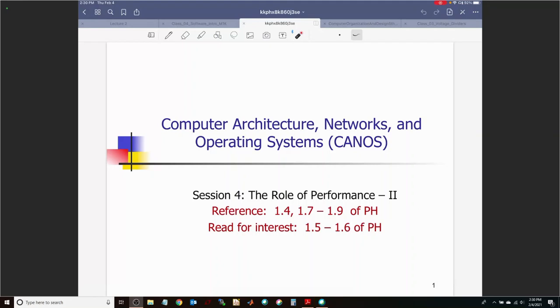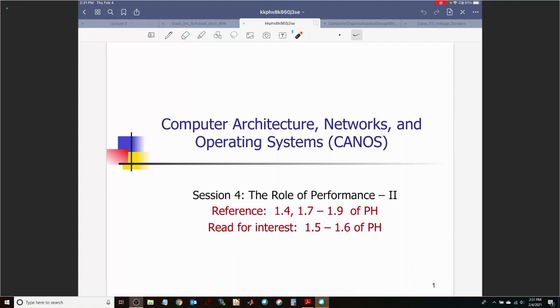So we are going to talk about the role of performance, and this is the second part of the discussion on performance of processors. So today we will be focusing on comparison of performance between different computers as opposed to finding the performance of one or the other. Because in the previous class we focused on essentially three different aspects of evaluating performance.